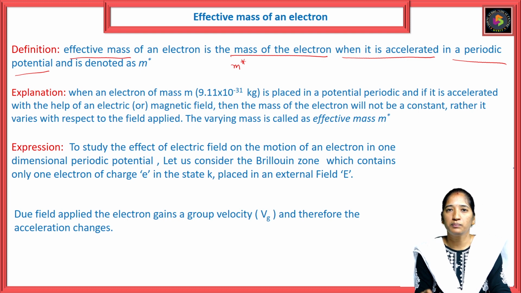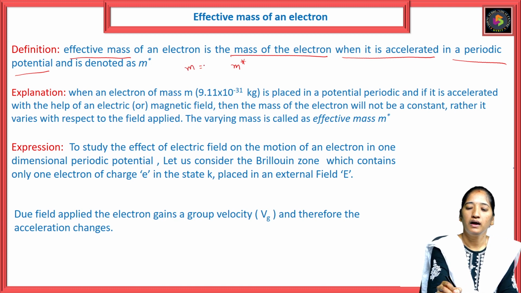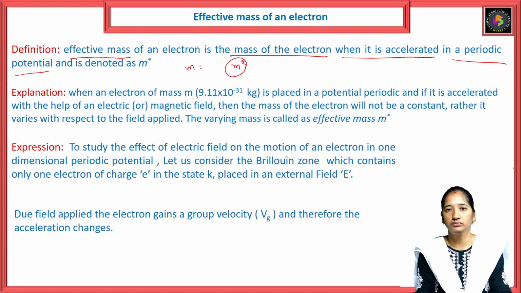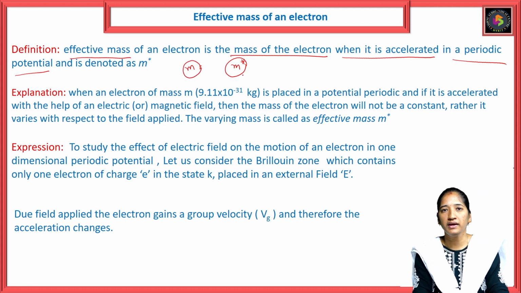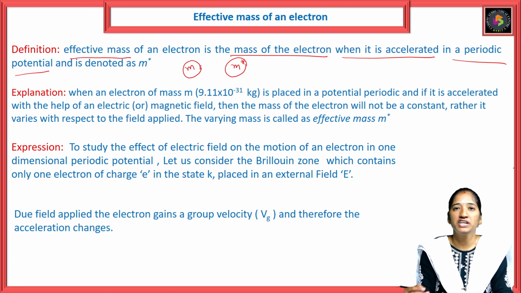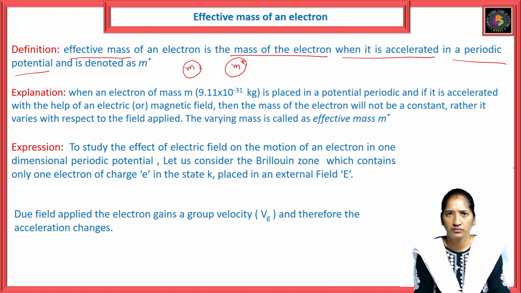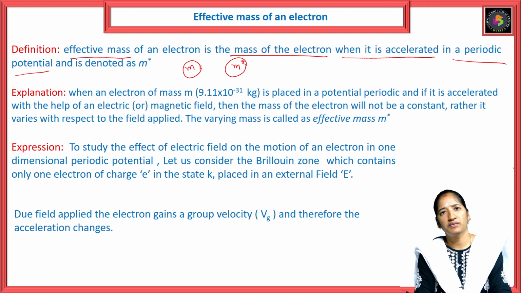We know very well that the mass of an electron is represented by m, and the effective mass of an electron is represented by m star. For deriving the expression for the effective mass of an electron, let us go for some explanation about it.